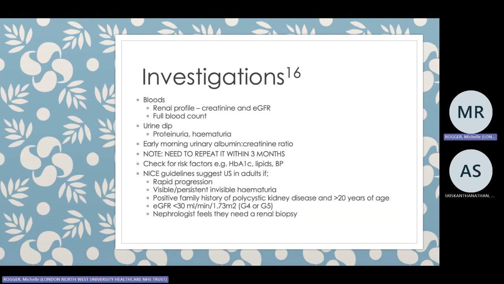NICE guidelines suggest an ultrasound in adults if they've got rapid progression, very visible or persistent invisible hematuria, a positive family history of polycystic kidney disease, and they're over 20. If they've got an eGFR of less than 30, so grade 4 or 5, you'd refer them to a nephrologist if they feel they need a renal biopsy. So not all patients with CKD will get a renal biopsy. It's only in specialist cases.